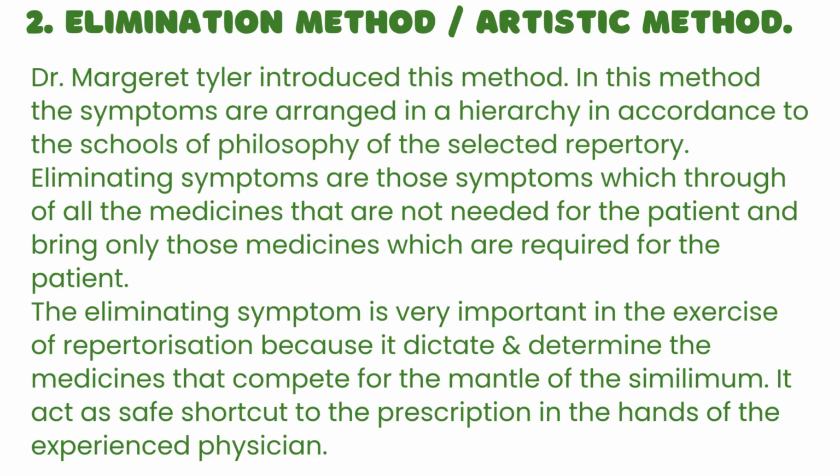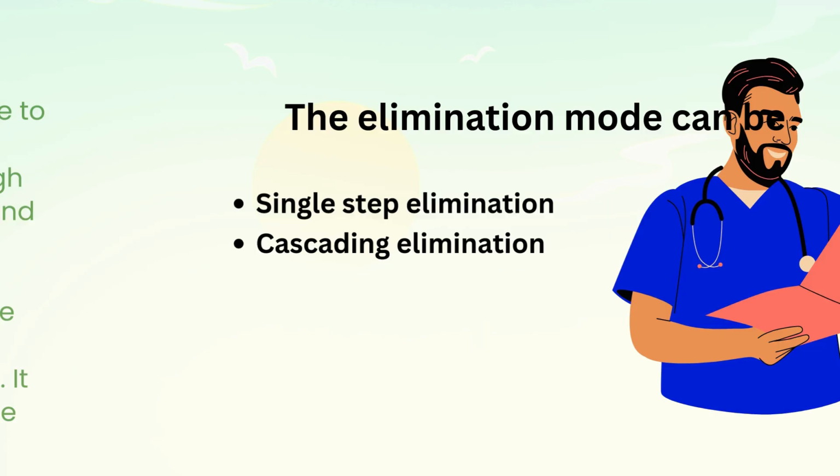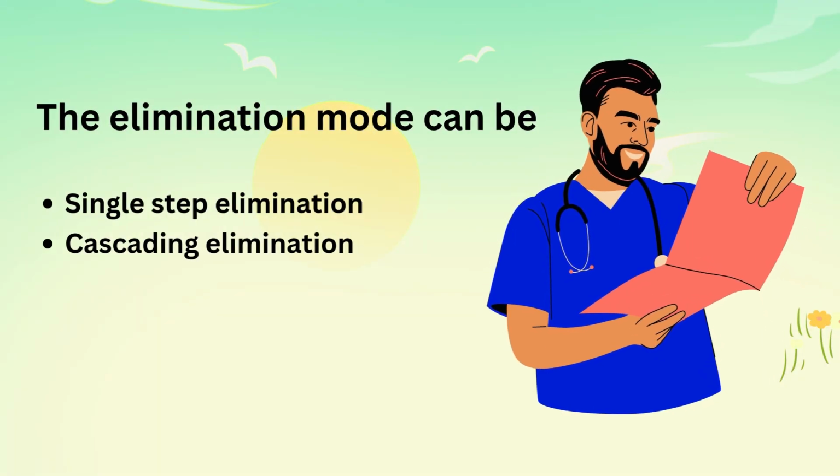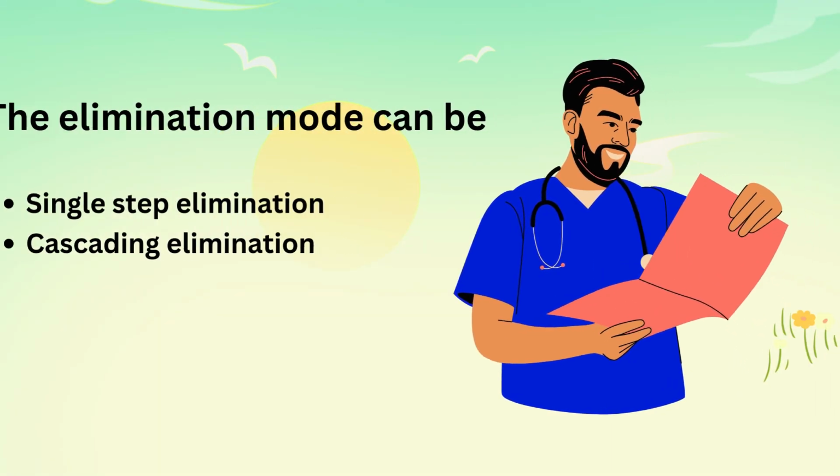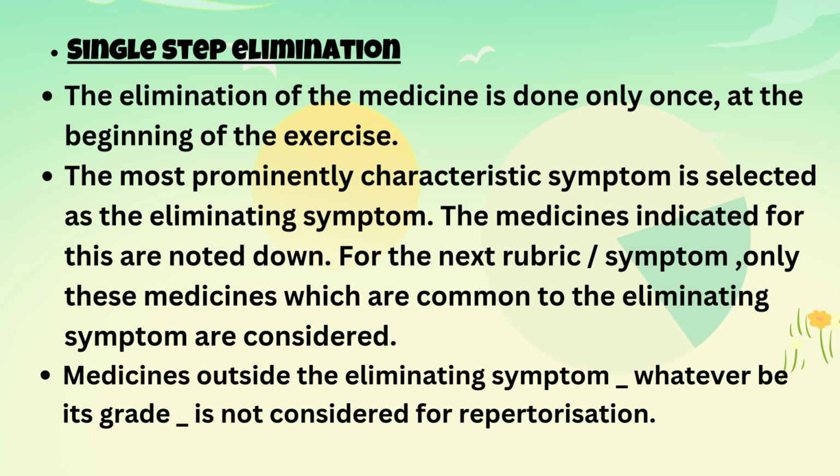The eliminating symptom is very important in the exercise of repertorization because it dictates and determines the medicines that compete for the mantle of the simillimum. It acts as a safe shortcut to the prescription in the hands of the experienced physician. The elimination mode can be single-step elimination or cascading elimination. Single-step elimination: the elimination of the medicine is done only once, at the beginning of the exercise.